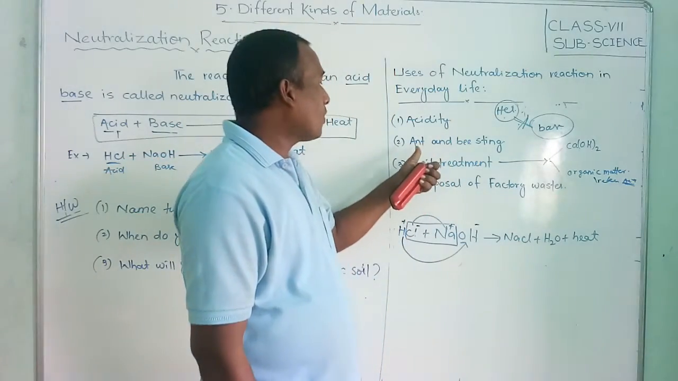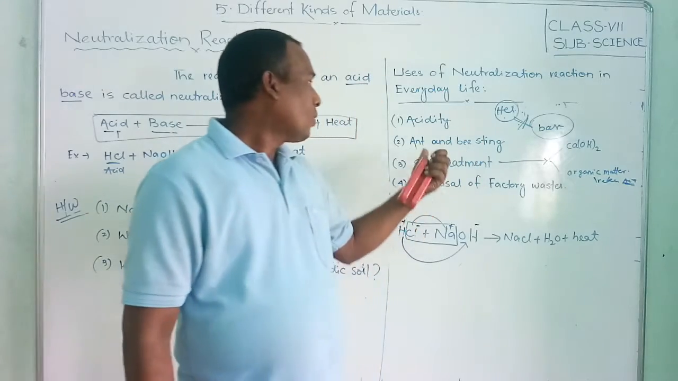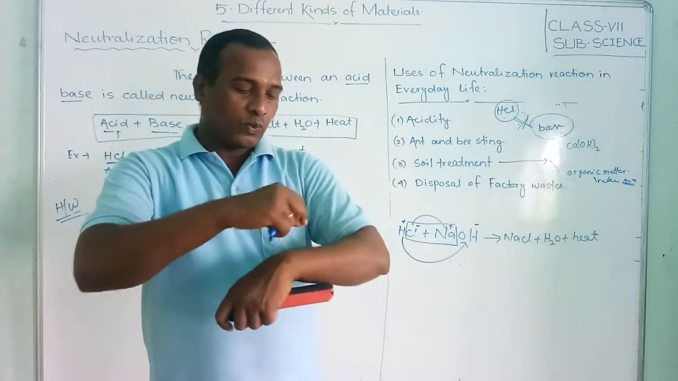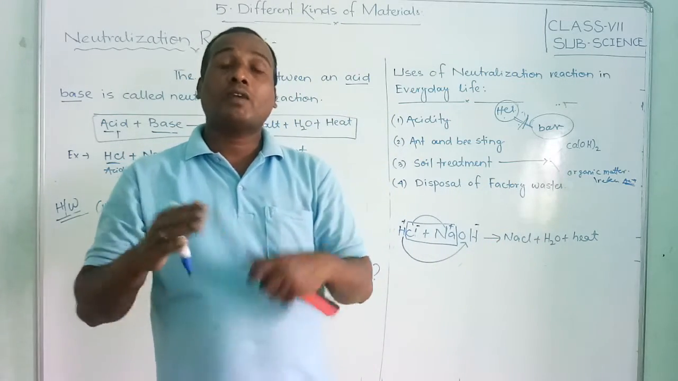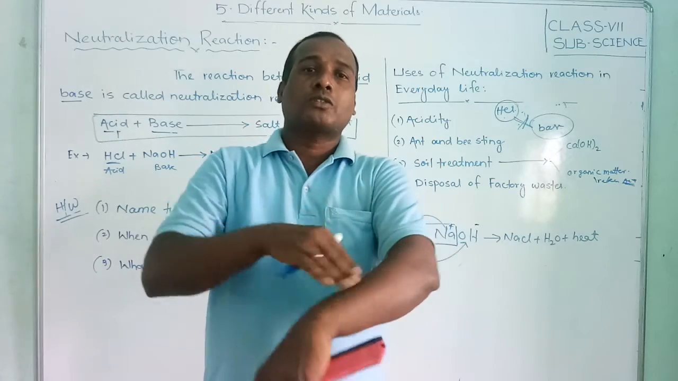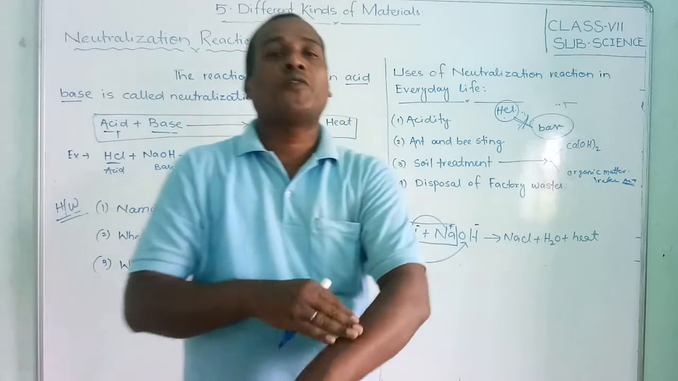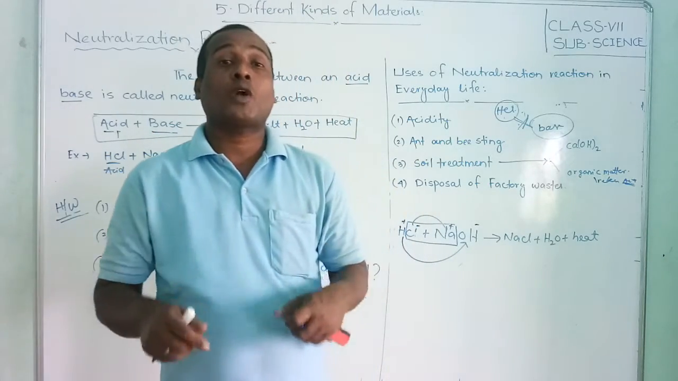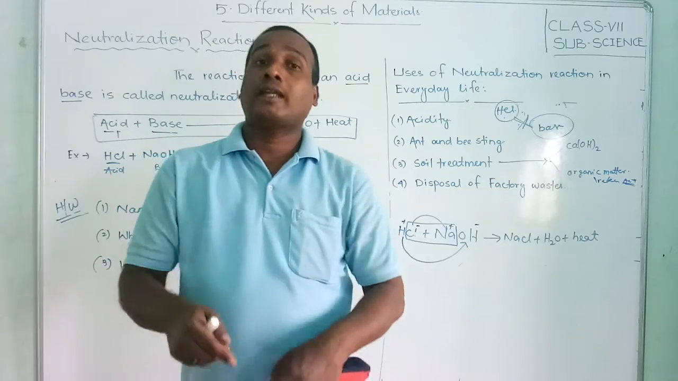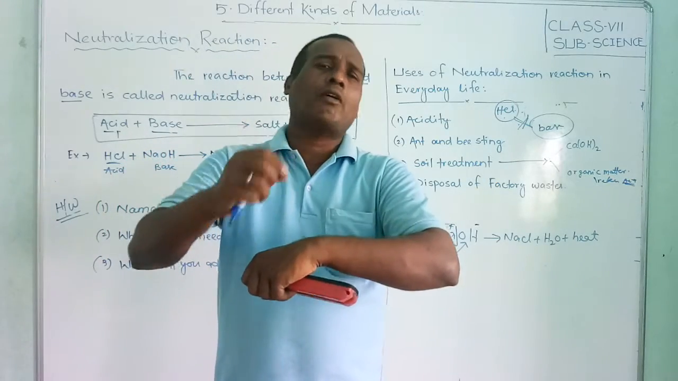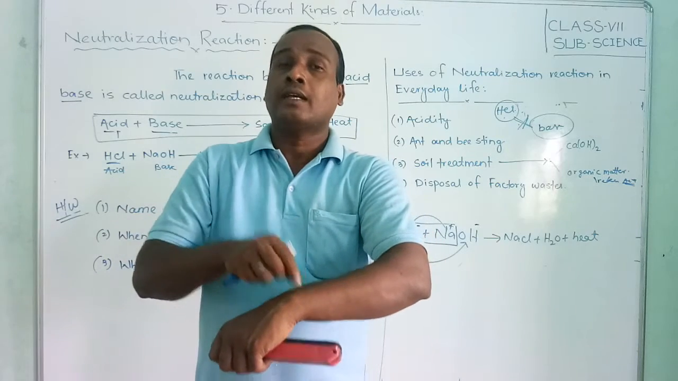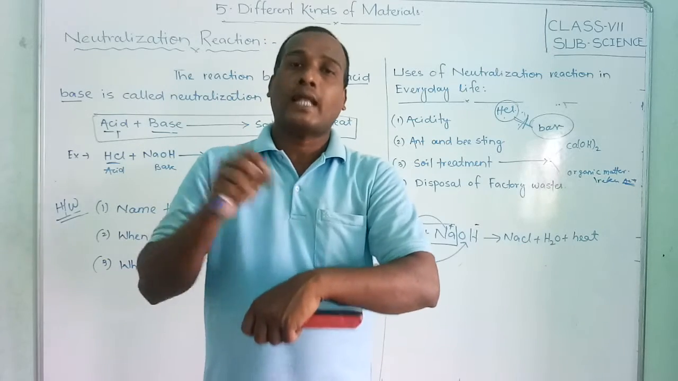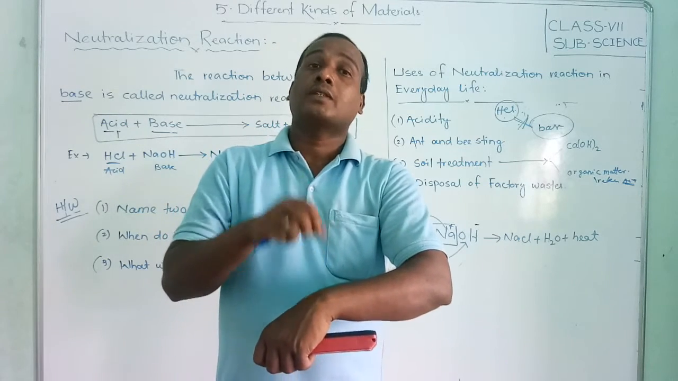Okay, next we will go to ant and bee stings. Students, what is this point? Suppose an ant or honey bee stings your skin, what will happen? At that position, the skin will feel irritation, a burning sensation. When you feel that burning sensation, what do you have to do? Now, why is it burning? As I already told you, when an ant or honey bee stings your skin, it secretes formic acid. They inject formic acid at that time.